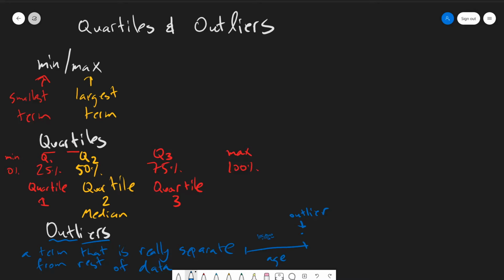And you can draw this in a whole bunch of different ways, but this is how I've chosen to draw it. So this is what a minimum and maximum are, quartiles and outliers. And now we're going to go ahead and solve for some.